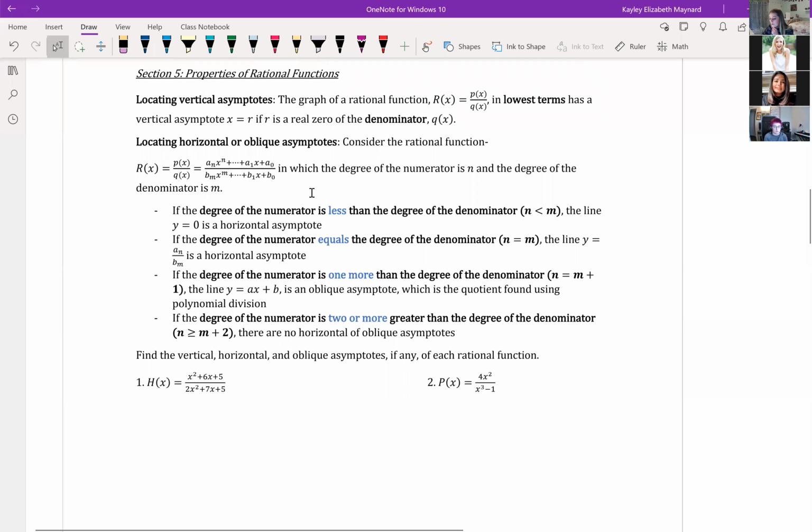But with horizontal or oblique asymptotes, we're really concerned with the degree of the numerator versus the degree of the denominator. So for the definition's sake, the degree of the numerator is defined as n, and the degree of the denominator is m. So this is where you've got a few different cases that you have to go through and ask yourself which one is true for whatever rational function you're given.